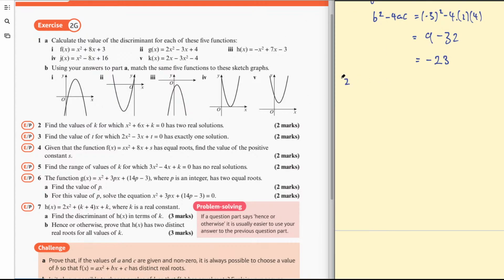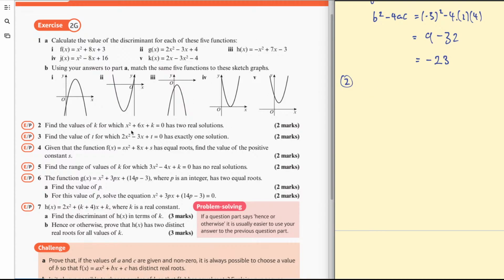On to 2, and you notice here it says EP, so it's an exam style problem and a problem solving style problem. And as I said, I've seen these types of questions in the exams. So yeah, good practice. So let's do 2.